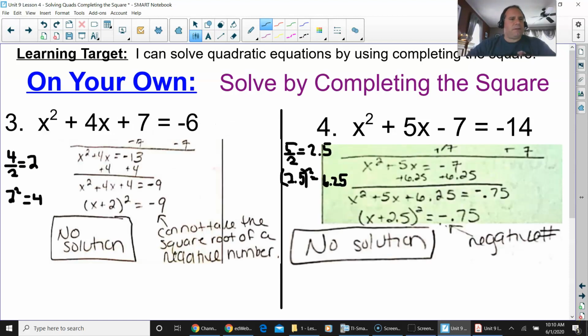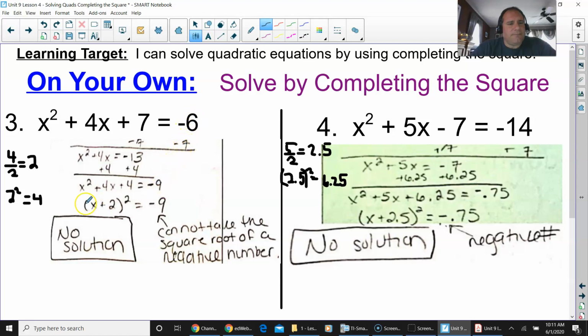Okay, so number 3, I took 4 divided by 2, and it's 2. 2 squared is 4. Remember, always subtract the 7 on both sides because you need that c over to the right hand side. Then I added the 4 on both sides because that's what I got when I squared that 2. And I came out with x squared plus 4x plus 4 equals negative 9 because negative 6 minus 7 is negative 9.